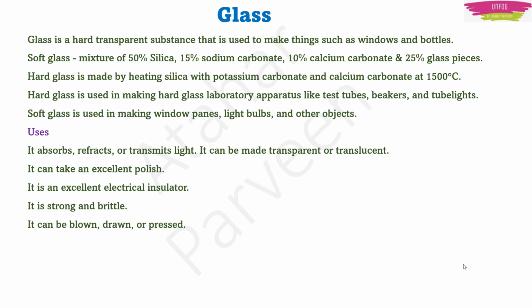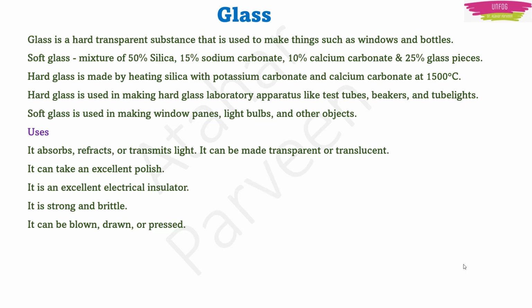This hard glass is used in making hard glass laboratory apparatus like test tubes, beakers, tube lights, etc. Whereas soft glass is used in making window panes, light bulbs and other objects. It has a lot of uses, right? For example, this glass absorbs, refracts or transmits light. It can be made transparent, that is see-through. You can see the other things through the glass. Then it can be made translucent, means you can't see the things through the glass, but it will allow light to pass through it. That's called translucent.